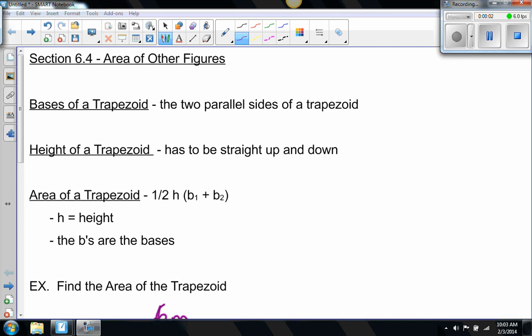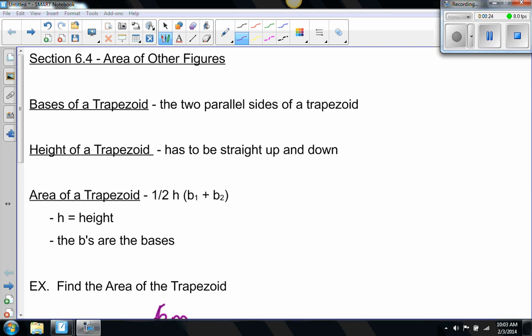Hello, 7th graders. Your new video is going to be on the area of other figures. One figure that we're going to do first is a trapezoid. Yesterday in one of our labs, we cut out a trapezoid and then we had to do some things with it. So we're going to continue along with that today.